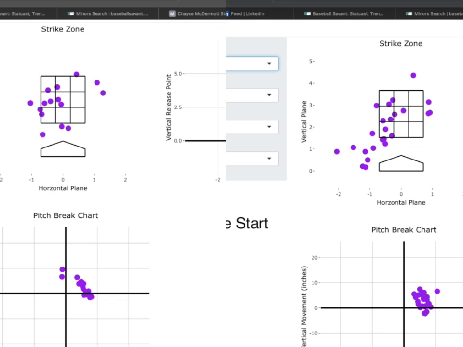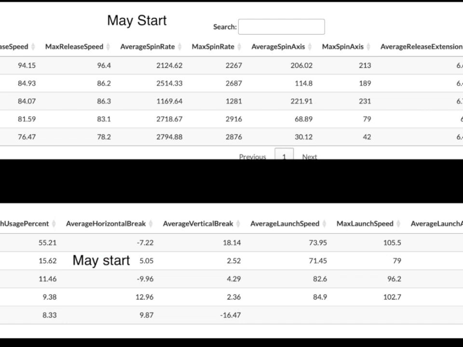Breaking down some of the metrics of that, his four-seamer in his May start had a 31 average launch angle against and a 74 average exit velo against. Whereas in June, his four-seamer jumped to 33 launch angle, so not much different there, but his average exit velo jumped by 13 miles an hour to 87.